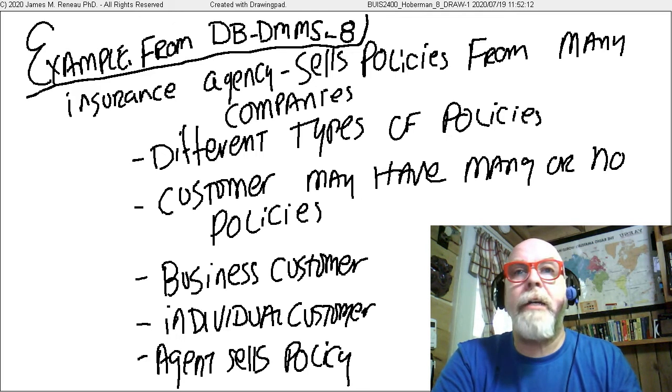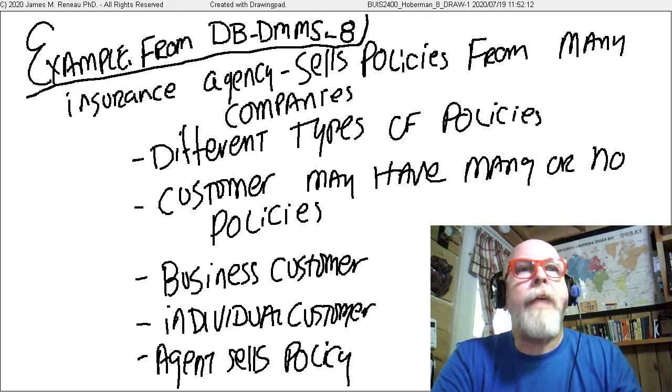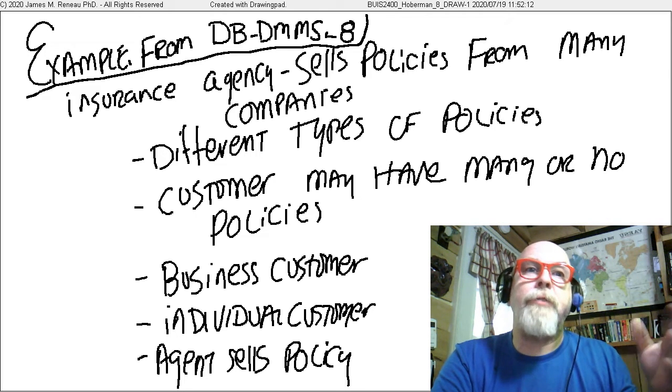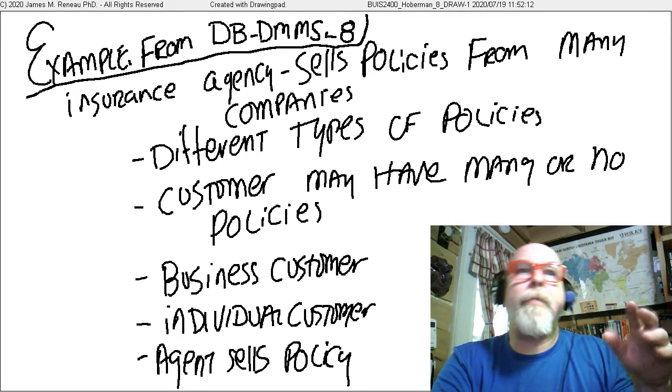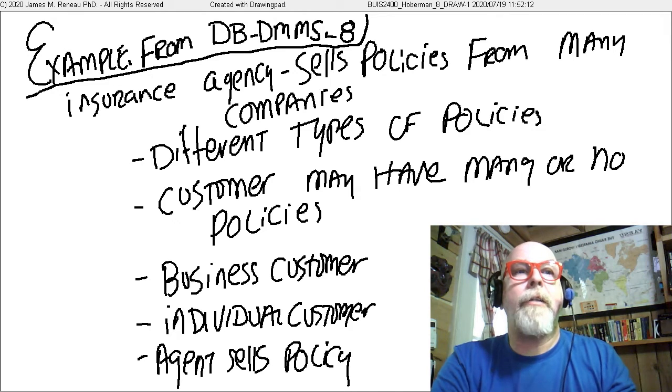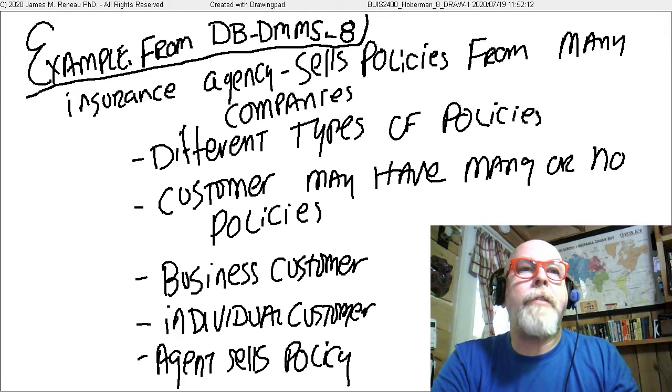They could be business customers or individual customers. And then an agent within the agency, because the agency could have multiple agents, sells the policies, and some agents sell some types of policies and some agents sell other policies. So that's the scenario. Let's look at the subject area model that we kind of drew on the whiteboard.